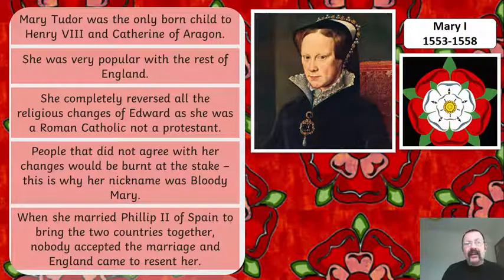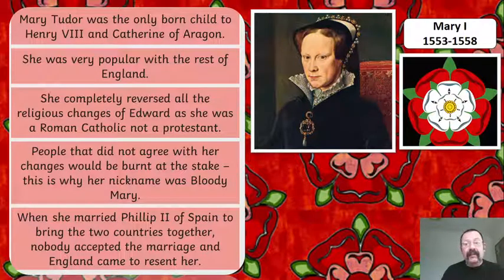So Mary Tudor was the only born child to Henry VIII and Catherine of Aragon. She was very popular with the rest of England. She completely reversed all the religious changes of Edward, as she was a Roman Catholic, not a Protestant. Okay, people that did not agree with her changes would be burnt at the stake, so tied to a pole and burnt. This is why her nickname was Bloody Mary.